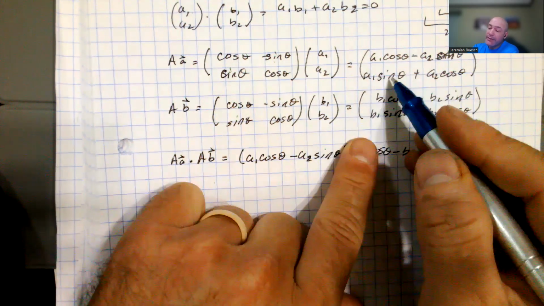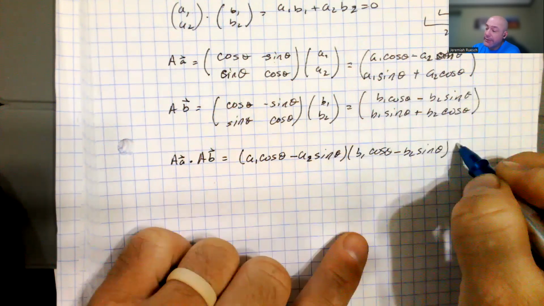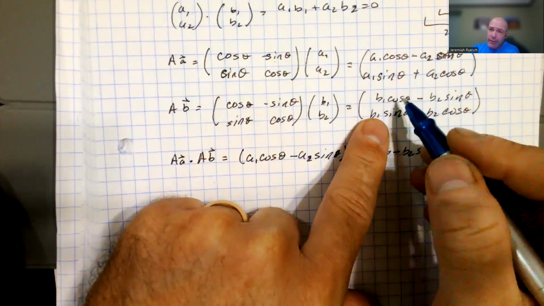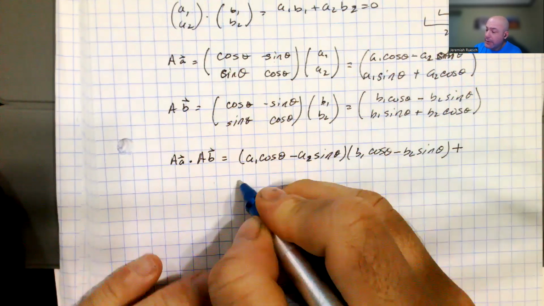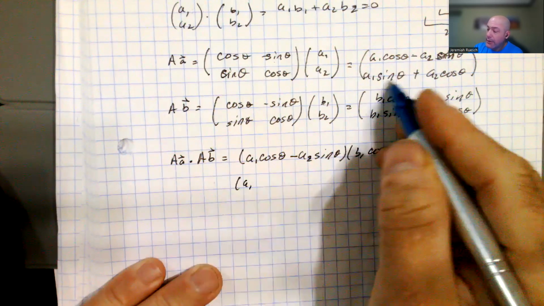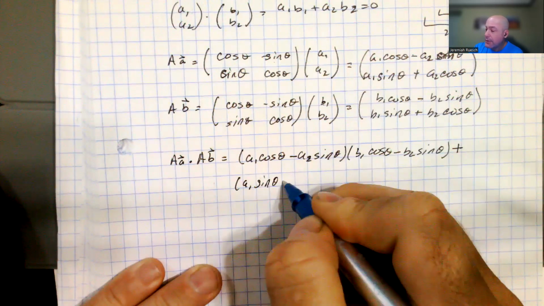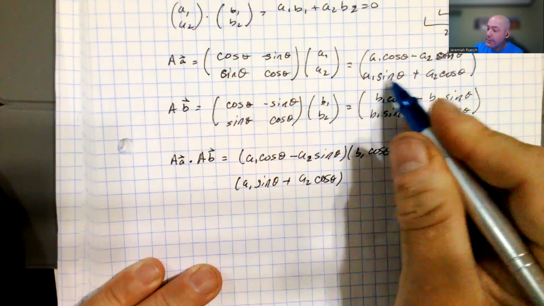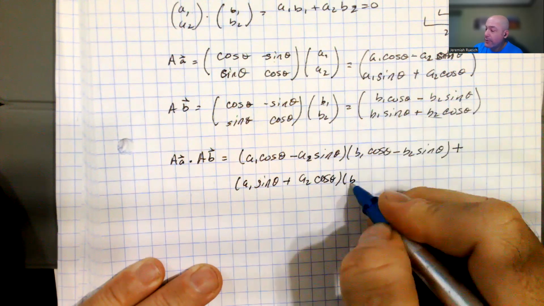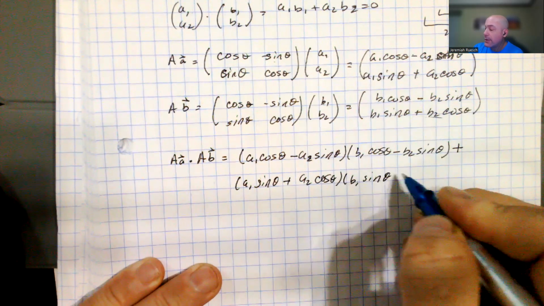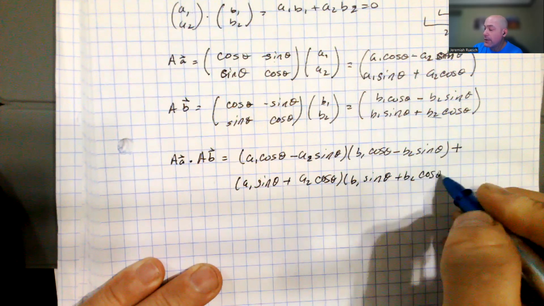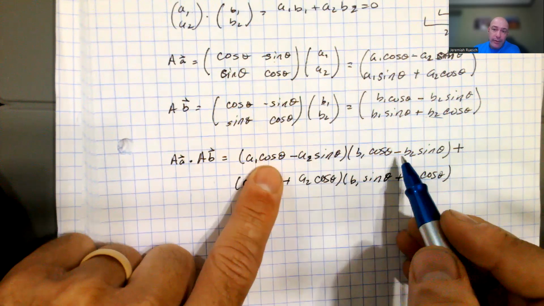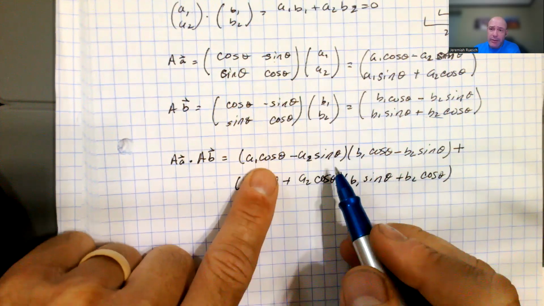And then now I'm going to multiply the second components together. Because it's the dot product, I'm going to add the sum of the products of the two. So I have A1 sine theta plus A2 cosine theta. That's this term. I'm going to multiply that by this one, which is B1 sine theta plus B2 cosine theta. Now that I've done the dot product, let's simplify things and hopefully we'll get something that will cancel out.